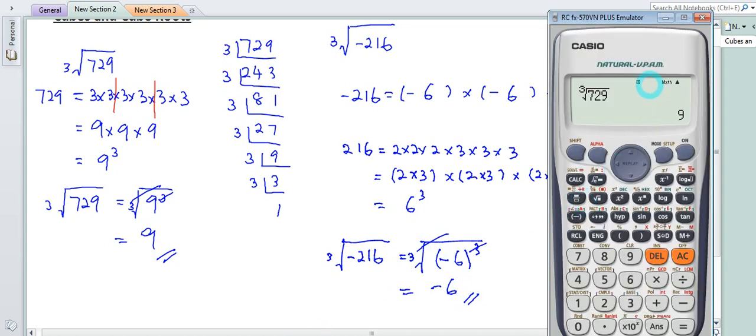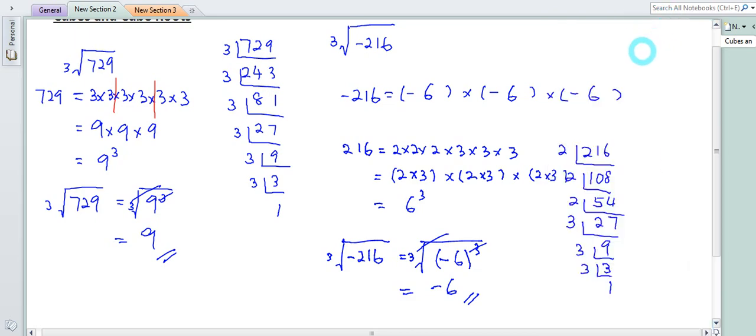If we do it by our calculator, then we can do it this way. Negative 216. Press equal, then you get the answer very fast. Negative 6. So if let's say we don't have the calculator, we need to do it this way. If this number is a negative number, you cube root it, the answer must also be a negative number.